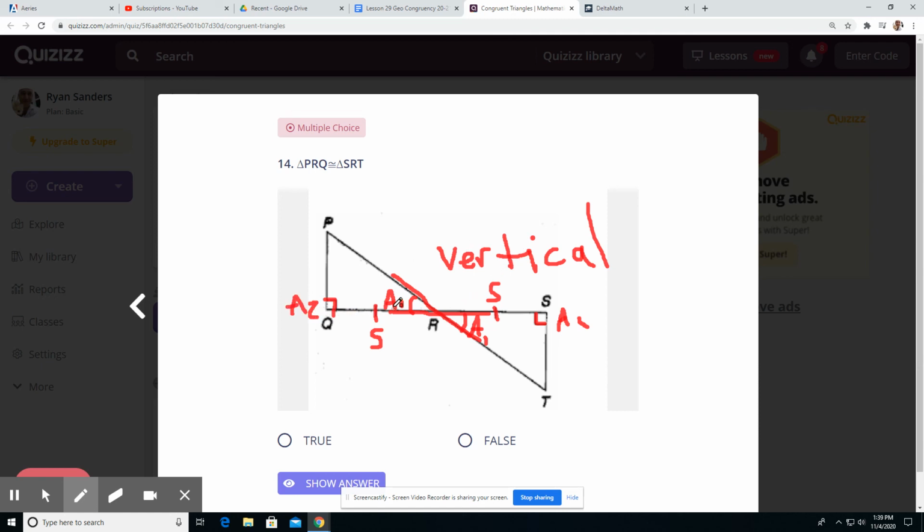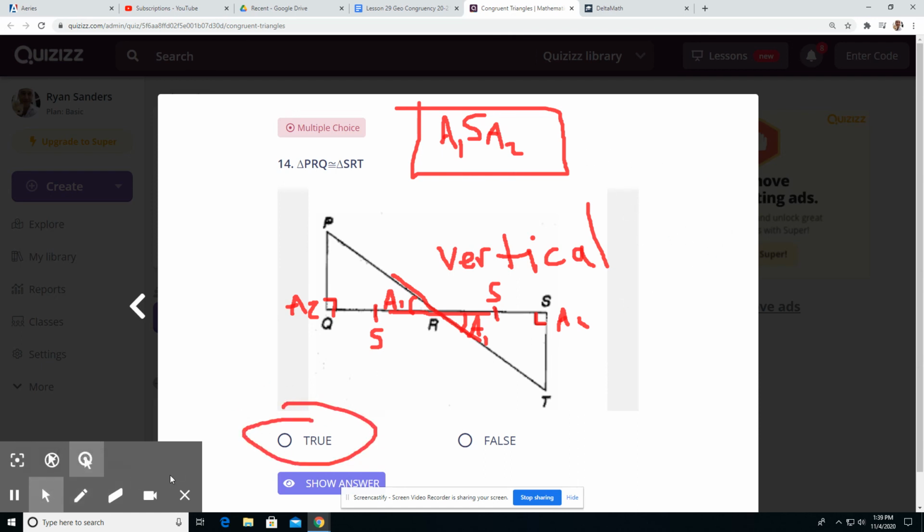So is this one of them? Angle, side, angle matching. So A1, side, A2. Can I follow that path? A1, side, A2. Yes, I can. So is that one of ours? Side, angle, side; side, side, side; angle, side, angle; angle, angle, side; hypotenuse, leg. Now write them out if you keep forgetting them, but that is okay. All right, and that's all of them.